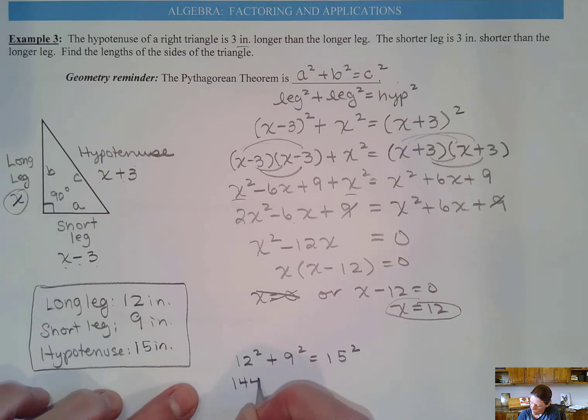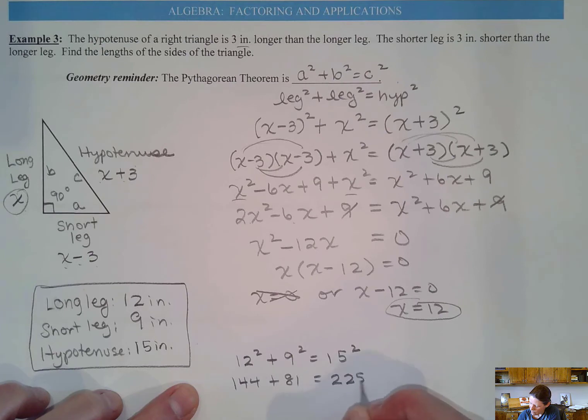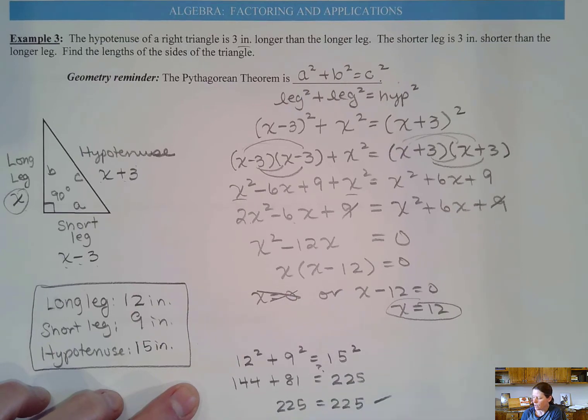Is 144 plus 81 equal to 225? And yes, it is. That is a true statement, and so we're pretty confident that we've done our work correctly.